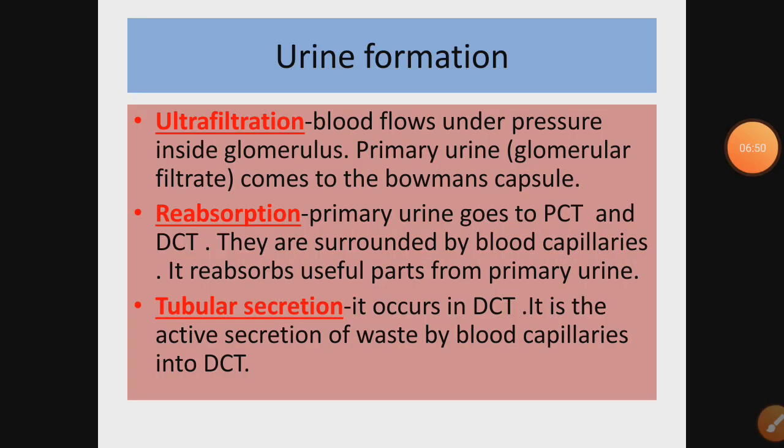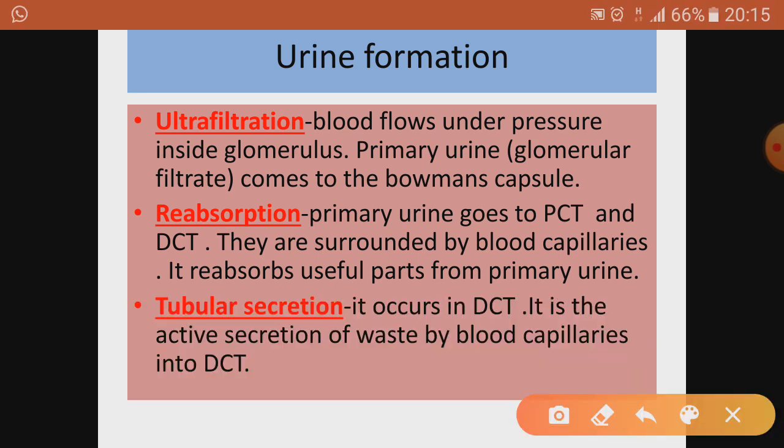Now, a very important question is what is the mechanism of urine formation, how the urine is formed by the nephron. So urine is formed by the nephron in 3 steps basically. The three steps are: first is ultrafiltration, then comes reabsorption, and then comes tubular secretion. So this is ultrafiltration, reabsorption, and tubular secretion. These are the 3 main steps which are involved in urine formation.